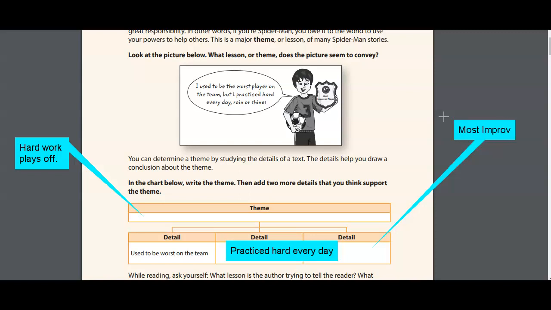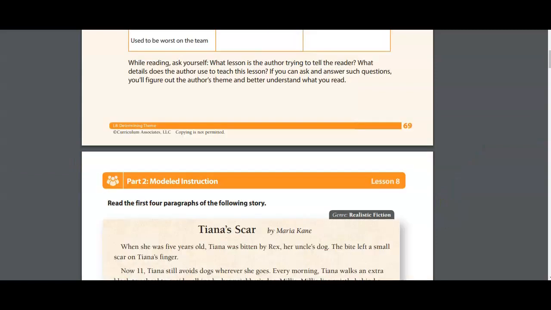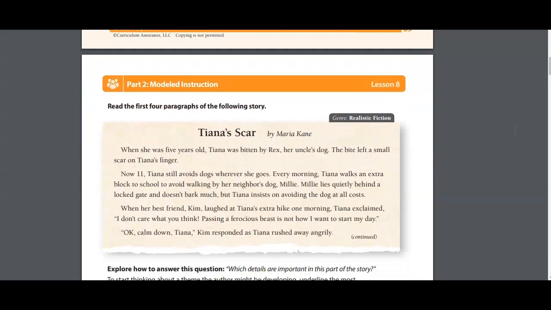Most improved player. So we have our theme, hard work pays off. We have three details to support our theme. Awesome. So keep in mind that while reading, ask yourself, what is the lesson the author is trying to tell the reader? What details does the author use to teach this lesson? If you can ask and answer such questions, you'll figure out the author's theme and better understand what you read.